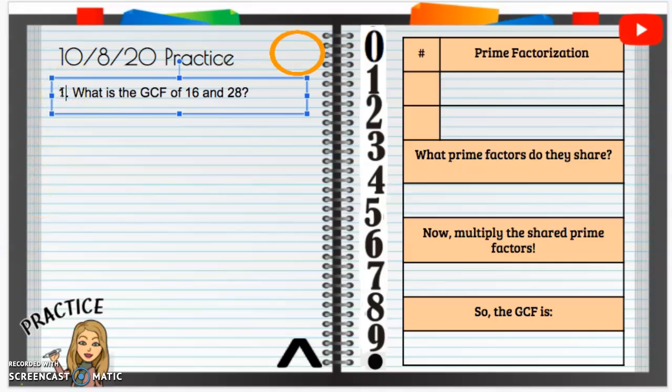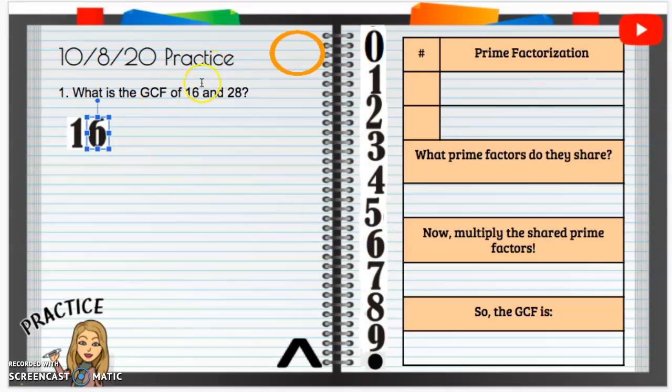All right, so what is the greatest common factor, or the GCF, of 16 and 28? Let's do our factor trees. We're getting really good at these, and I'm very excited. So we have 16 as one of our factor trees, and then 28 is going to be another factor tree. Alrighty.